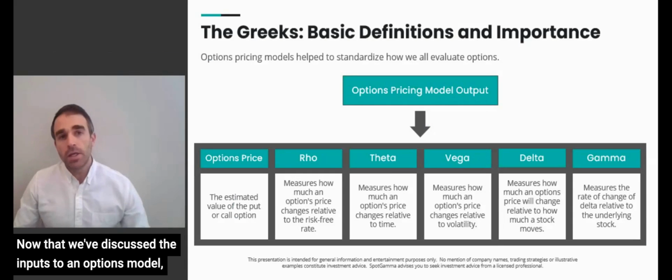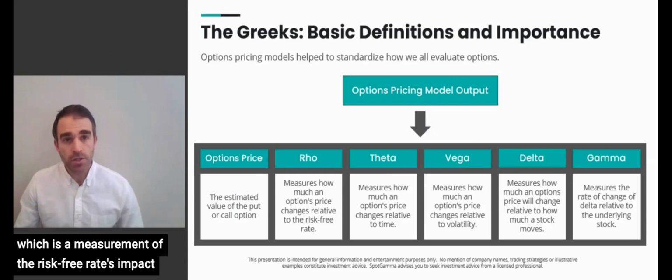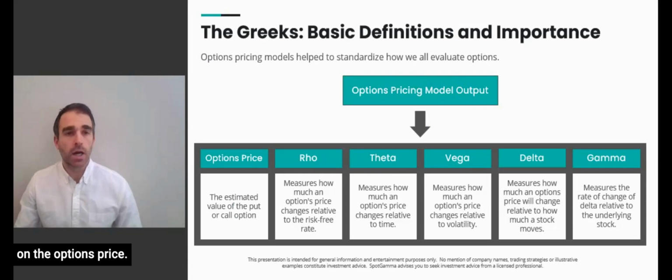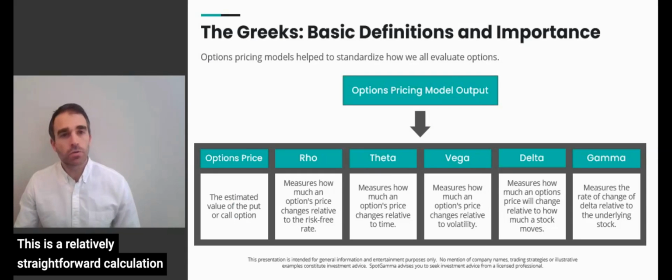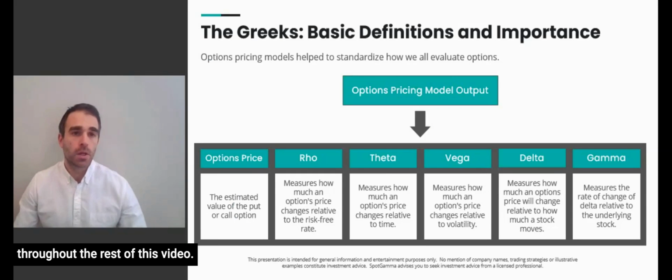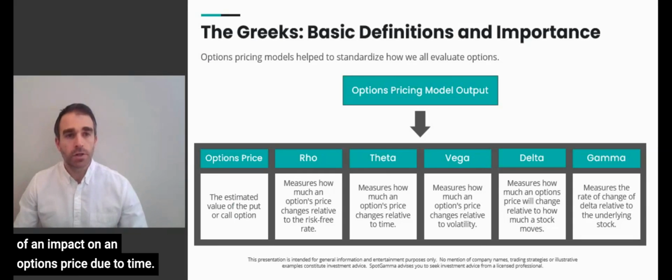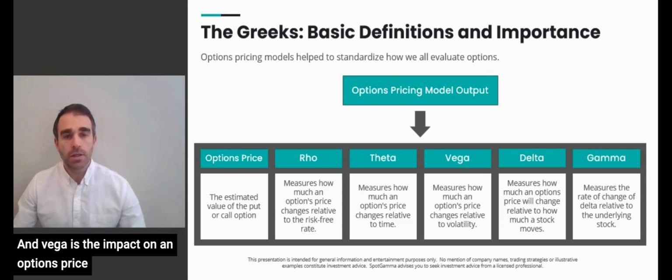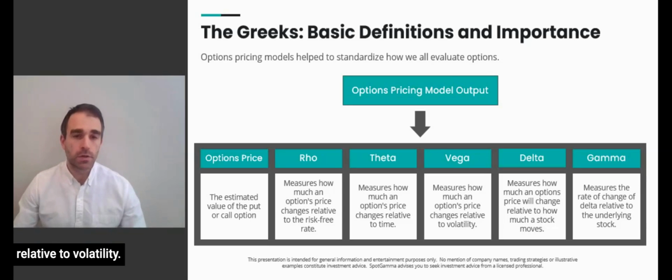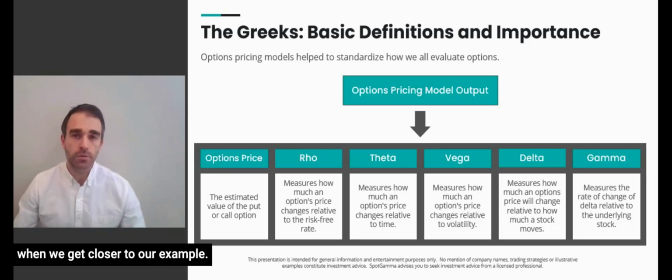Now that we've discussed the inputs to an options model, let's talk about the Greeks an options model derives. Let's start with rho, which is a measurement of the risk-free rate's impact on the options price. This is a relatively straightforward calculation, and we will not spend much time on it throughout the rest of this video. Next, there are theta and vega. Theta is the measurement of an impact on an options price due to time, and vega is the impact on an options price relative to volatility. We'll dive more deeply into these concepts when we get closer to our example.